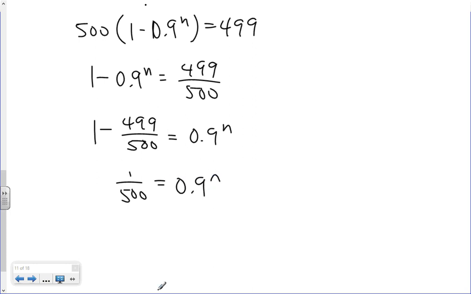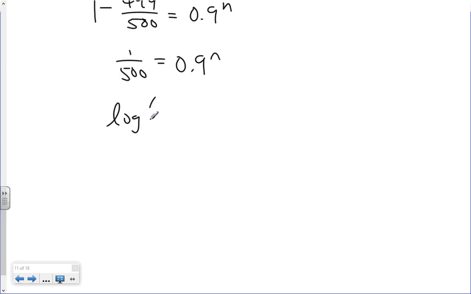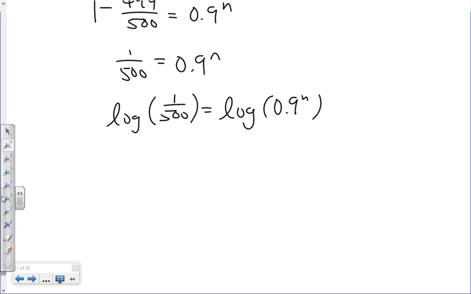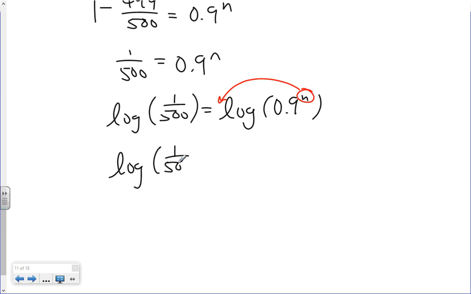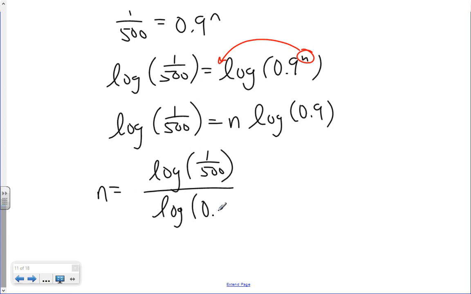All right, now we're at the point where we use logs to solve this, right? Take the log of both sides, use your power property, bring the n out front, and so forth. So let's do that. Log of 1 over 500 is equal to the log of 0.9 to the nth. Our power property for logs lets me bring this n out front. So we've got the log of 1 over 500 equals n times the log of 0.9. And finally, to solve for n, dividing by the log of 0.9 gives n equal to the log of 1 over 500 divided by the log of 0.9.